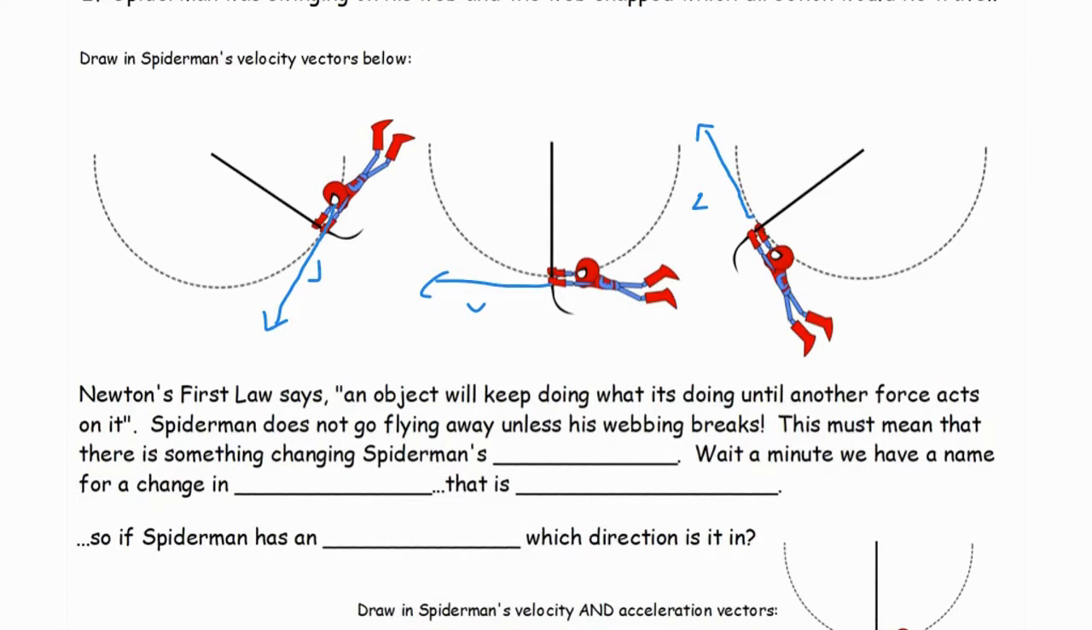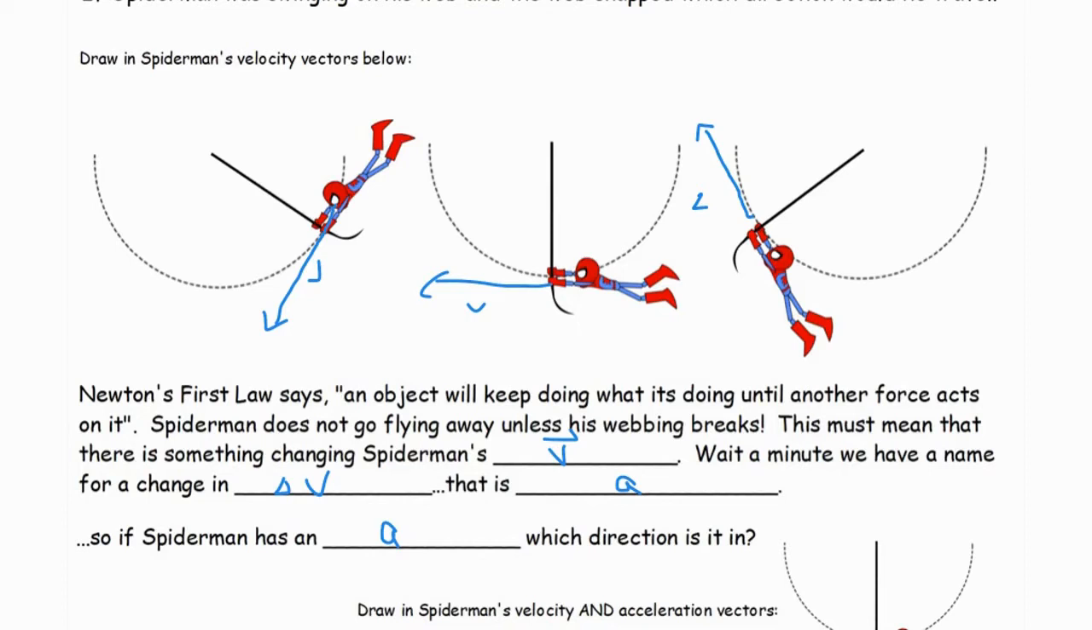Now, Newton's first law says an object will keep doing what it's doing until another force acts on it. So Spider-Man isn't doing what he was doing before. He does not go flying away unless his webbing breaks. So this means that there must be something changing Spider-Man's velocity. And we have a name for a change in velocity. That is acceleration. So there is an acceleration acting on Spider-Man.